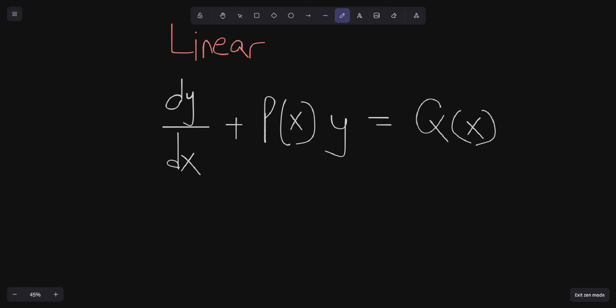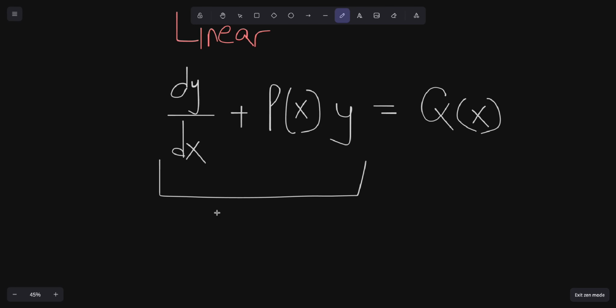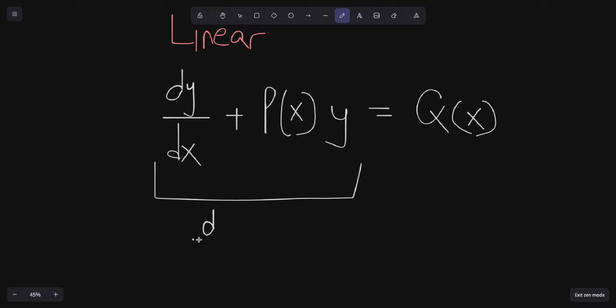And so the intuition behind linear differential equations is you want to somehow turn the left-hand side of the equation into some kind of product group. All right, so I want to write this as the derivative of a product, some product, right?